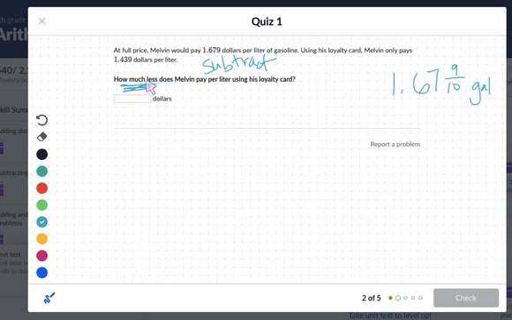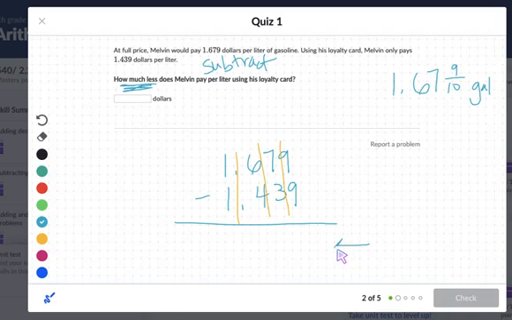So back to the problem. How much less does Melvin pay per liter using his loyalty card? So we know that the loyalty card, he's saving money, okay? So when we set up our subtraction problem, we're going to take the full price and we're going to subtract the loyalty card amount. 1.679 subtract 1.439. I want to make sure, like before, that my decimals are lined up and then I can subtract.